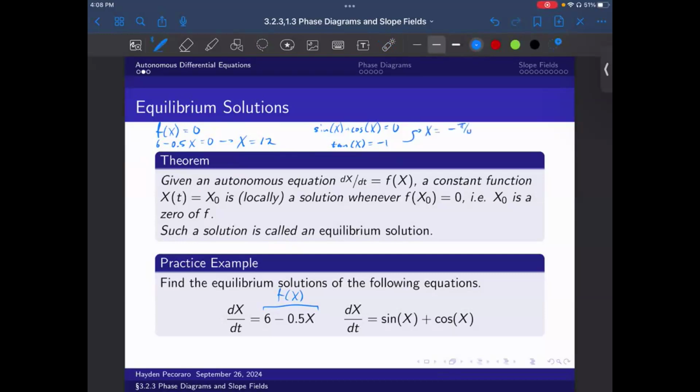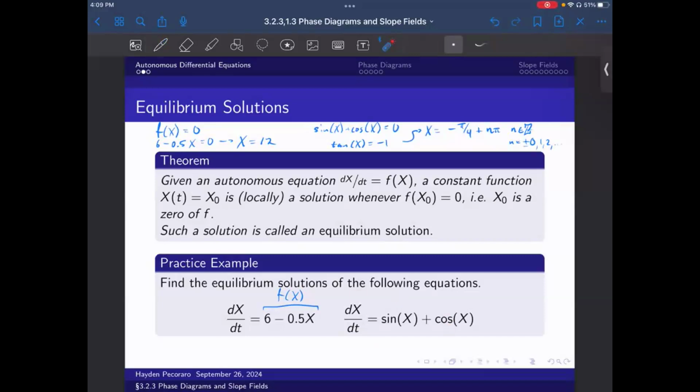We have minus pi over 4. And then we also have that plus multiples of pi. So you go halfway around the unit circle and you get the tangent of that next angle is also equal to -1. So we have plus n times pi, where n is some integer. All those are solutions, equilibrium solutions for this differential equation.